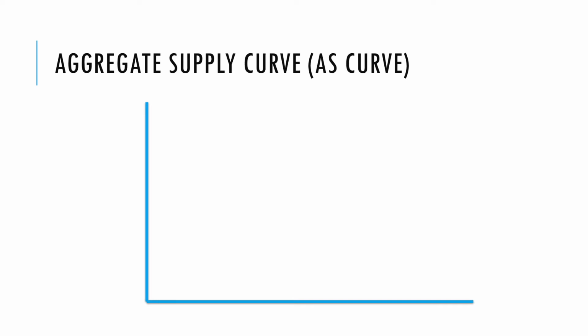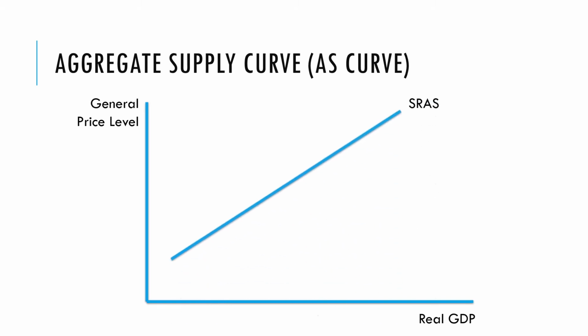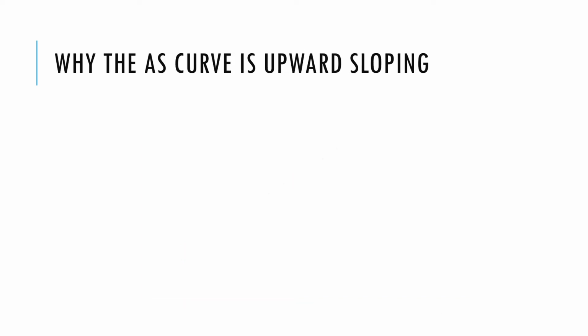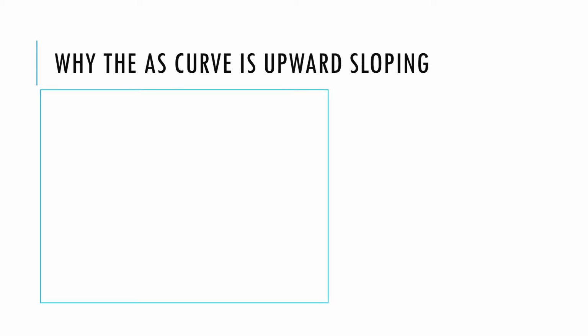Now the axes here are the same as for our aggregate demand curve. So again, we're looking within our economy at the general price level on the y-axis and the level of output, real GDP, on the x-axis. And the AS curve looks like this. So it is upward sloping as opposed to our aggregate demand curve, which is downward sloping. And what, I hear you cry, are the reasons for this? Well, why is the AS curve upward sloping? Well, there are three main reasons.